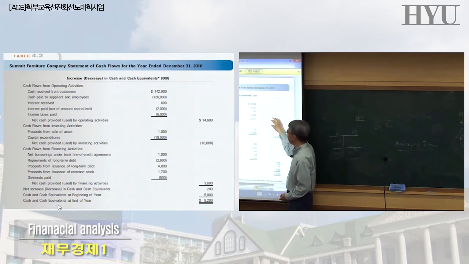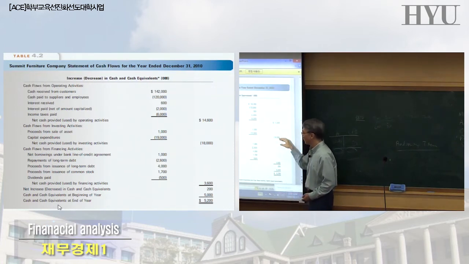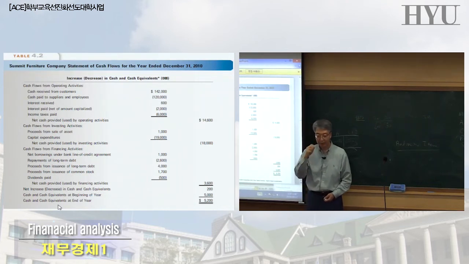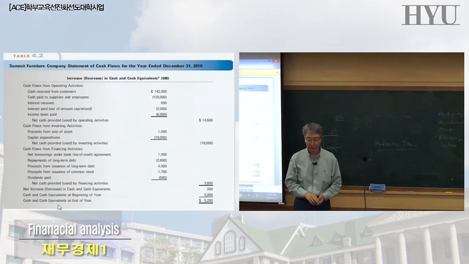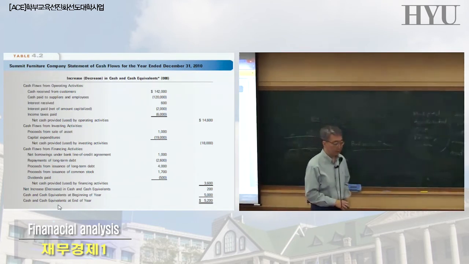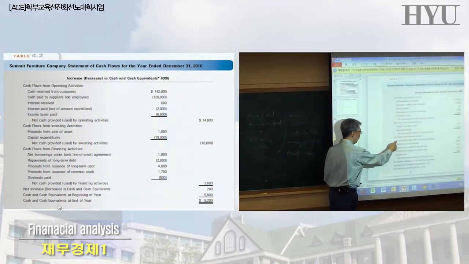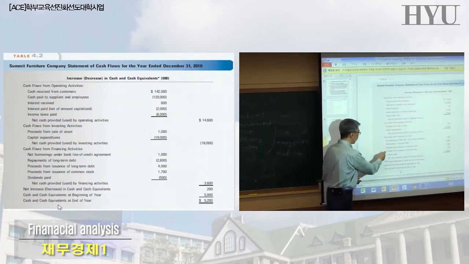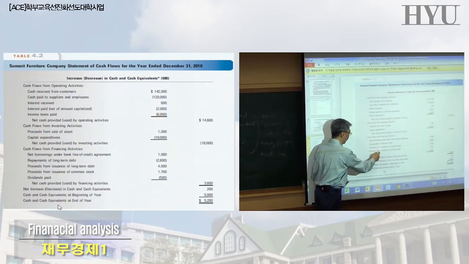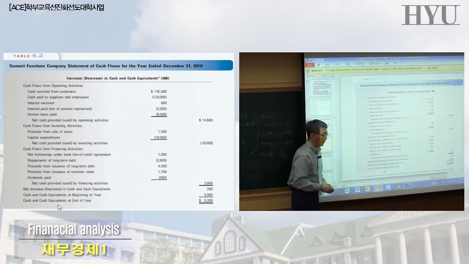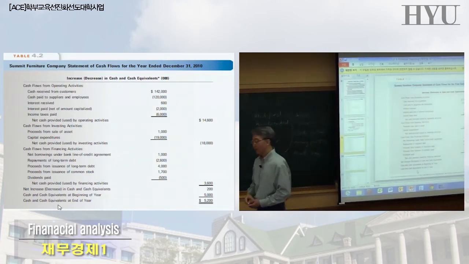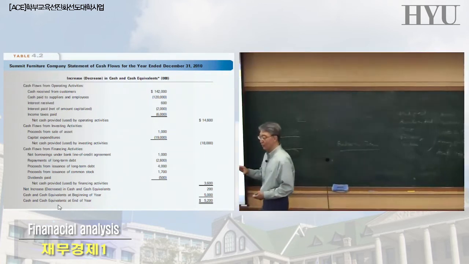This company received certain money, but apparently this year they spent more than what they received, right? Then that difference has to be made up by financing activities. What we mean by financing activities is borrowing, paying the debt, proceeds from issuance of long-term debt, proceeds from issuance of common stock. So this is probably the area where the financial managers are most involved.